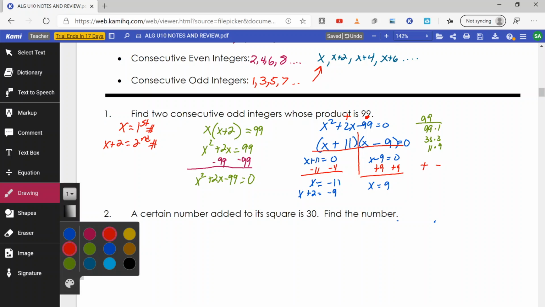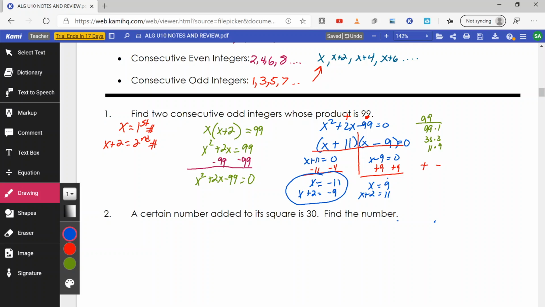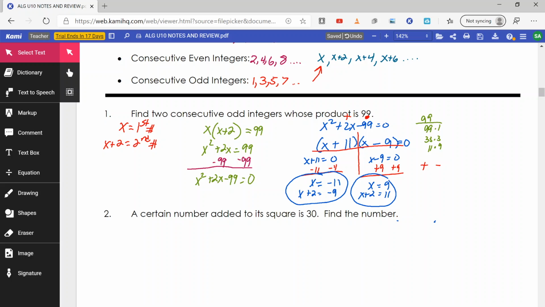And then x is 9. So if I add 2, x plus 2, 9 plus 2 gives me 11. So 9 times 11 gives me 99 as well. So those are actually two possible scenarios in which I have two consecutive odd integers whose product is 99. So we actually have two answers. Negative 11 and negative 9, and 9 and 11. Both work. Both are answers because they satisfy the terms: two consecutive odd integers whose product is 99.